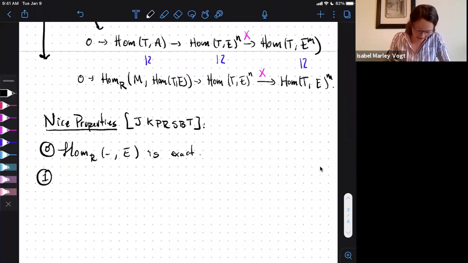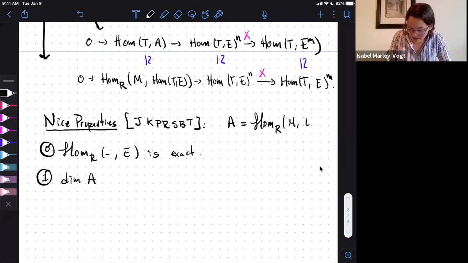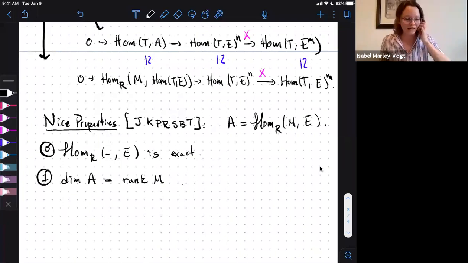As you might guess, you can determine the dimension of the image. So I'm going to let, again, A be this fancy Hom of R-modules of M into E. So we can compute the dimension of A, and it's simply the rank of M as an R-module. Again, this seems good for our goal of doing algebra to get geometry.